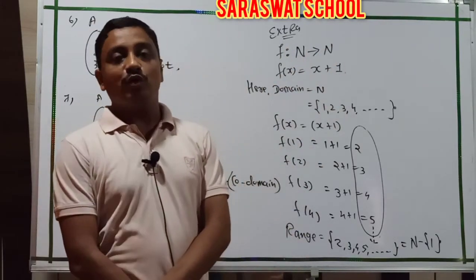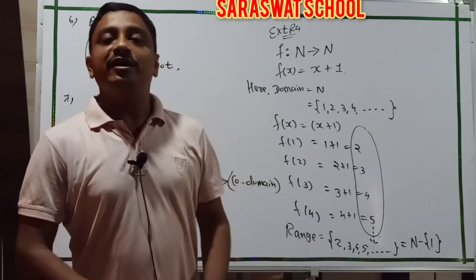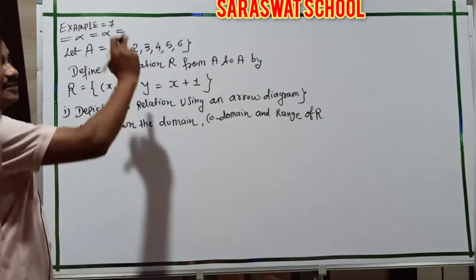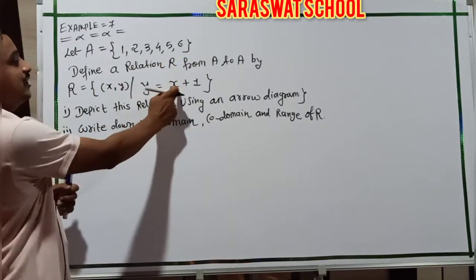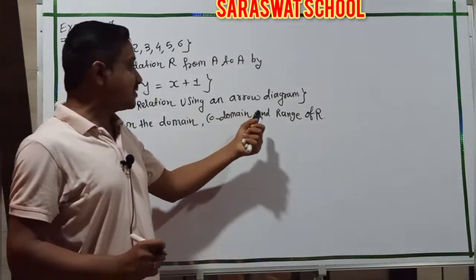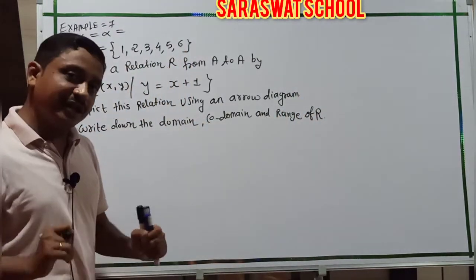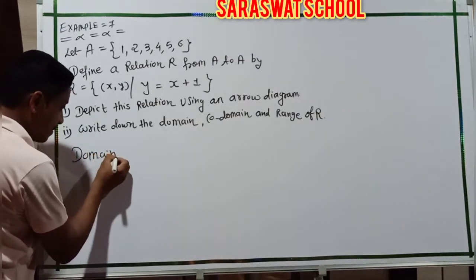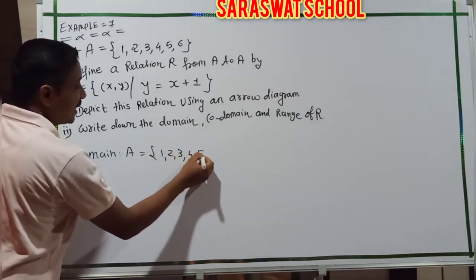Yes students, now I go to the textbook illustrations related to our domain and range of functions. So students, continue. Our example 7. Given A with elements 1 to 6 and the relation y is equal to x plus 1, find the relation with arrow diagrams and the domain, codomain and range. So very easy students, your domain is what?